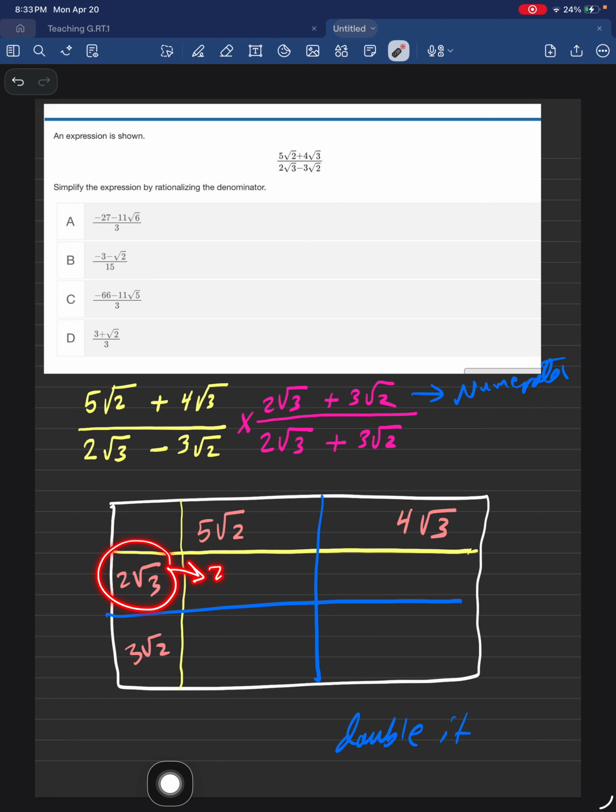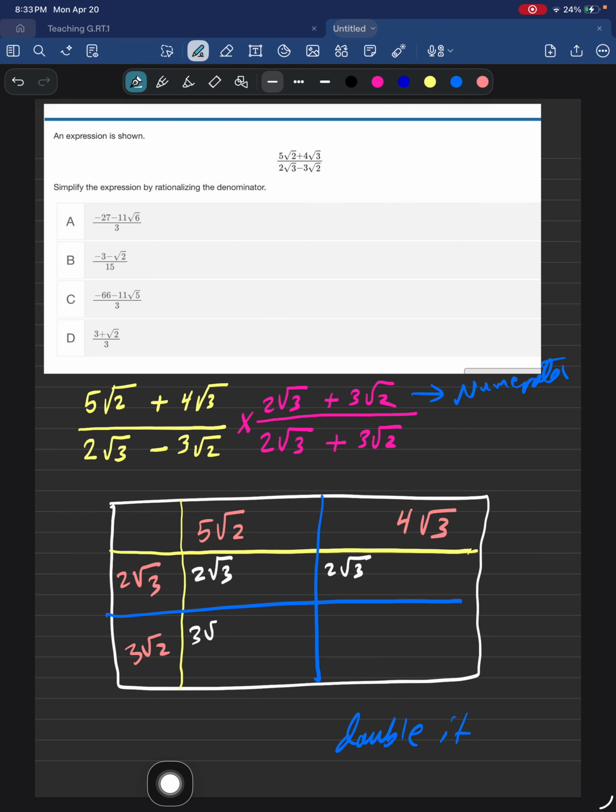We double it like this: 2 square root of 3 and 2 square root of 3. So we will double it first as 2 square root of 3 and 2 square root of 3. The same thing with 3 square root of 2: 3 square root of 2 and 3 square root of 2. So we will double it like this.